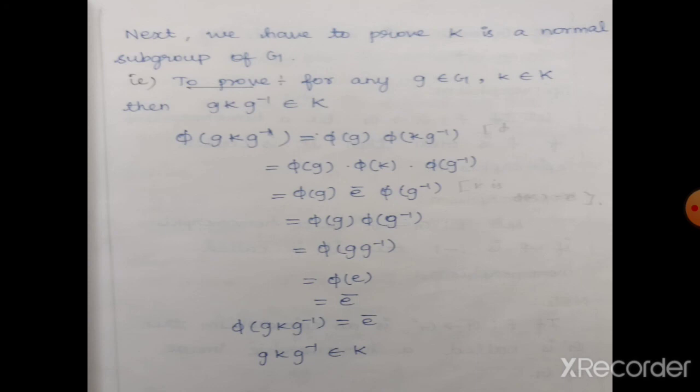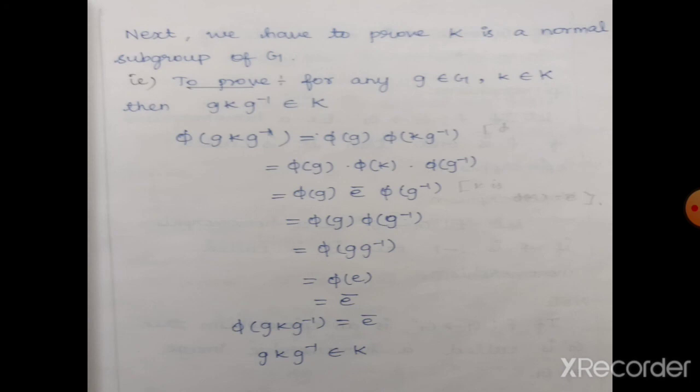We know the definition of normal subgroup. Normal subgroup means: g belongs to G, n belongs to N, then g n g inverse belongs to N. So here K is a normal subgroup means we take small k belonging to K, and g k g inverse belongs to K. So k belonging to the kernel means we have to show that phi of g k g inverse is equal to E bar.